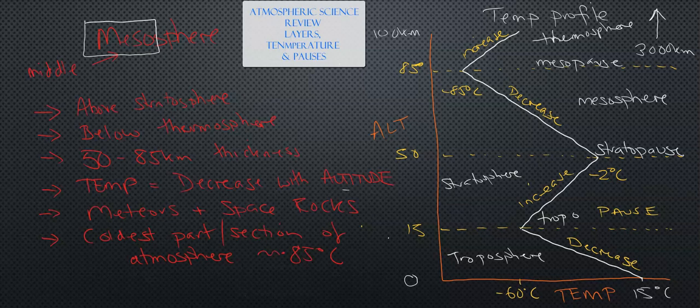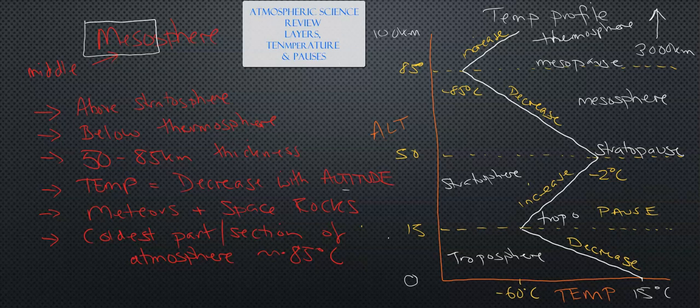So now we have the meso or mesosphere. Meso means middle. And it's above the stratosphere, it's below the thermosphere. So it's between 50 and 85 kilometers, about 35 kilometers thick. It really has no distinguishing characteristics except that temperature does decrease as you increase in altitude. So as you get higher in the mesosphere, it gets colder and colder and colder, down to around minus 85 degrees Celsius, which is the coldest part of the atmosphere. And that is where the mesopause exists, because then it starts to get warmer into the thermosphere.